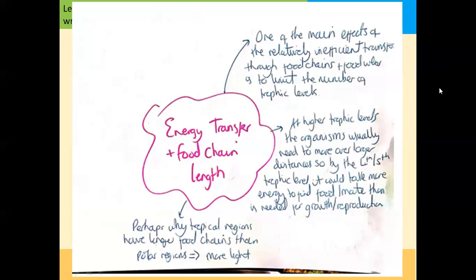So scientists have argued and suggested that this inefficiency of transfers is perhaps why tropical regions have longer food chains than polar regions, because there's more light in tropical regions, so the plants can conduct more photosynthesis, so they have a larger biomass, so there's more energy available at the beginning of that food chain or food web to be passed up through the trophic levels. Whereas in the polar regions, it's obviously more difficult. Those producers are far more scarce, and they're going to have a smaller biomass because the light is far more scarce. So that is a really, really quick run through.